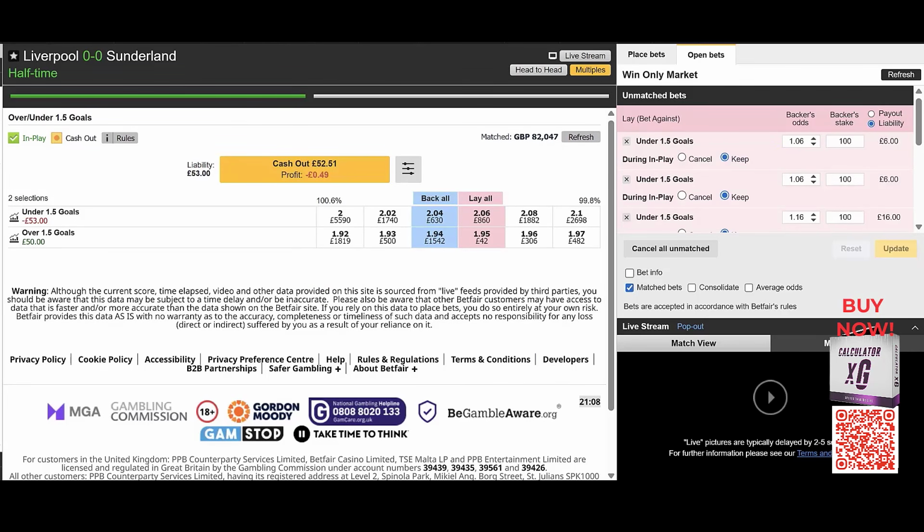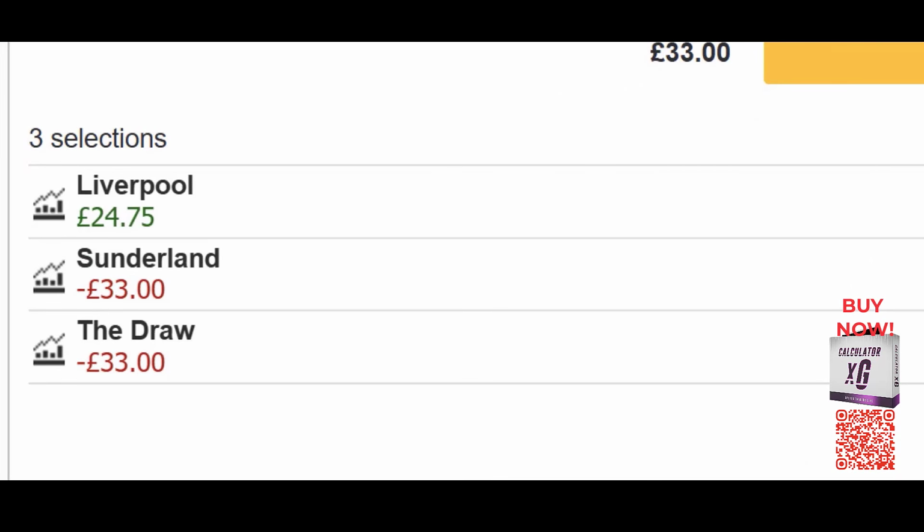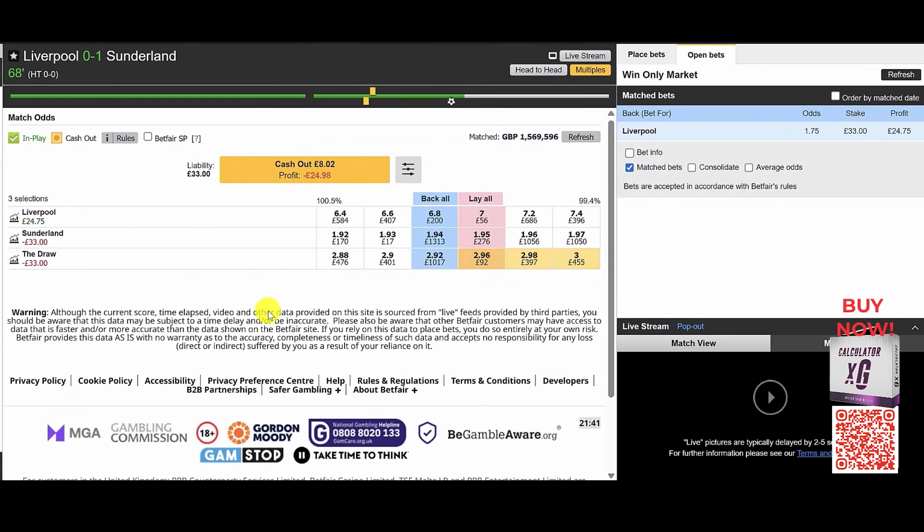Liverpool 0, Sunderland 0 at half time. Give you more updates in the second half. Liverpool were pushing and absolutely dominating, and there's been a goal, but it's gone to Sunderland, and it is Sunderland who are ahead. So anyway, we were trying to back Liverpool. We only got one of our orders matched, so I'm a little bit relieved at that.